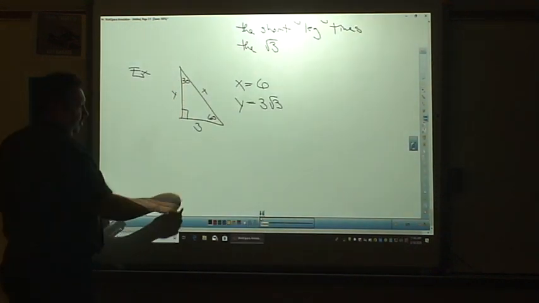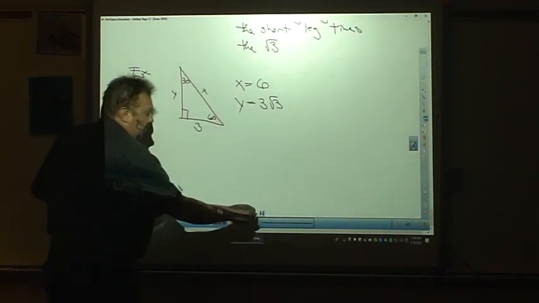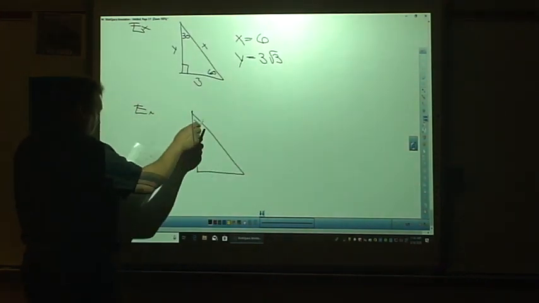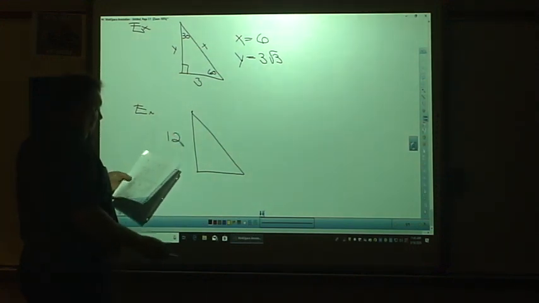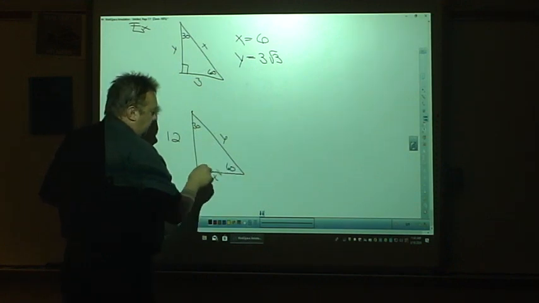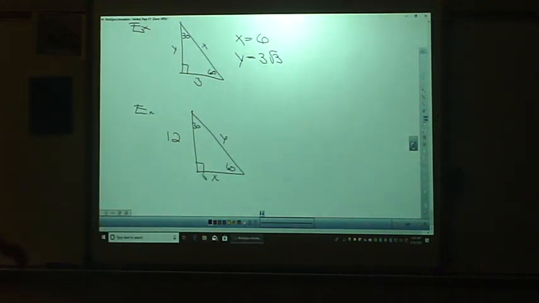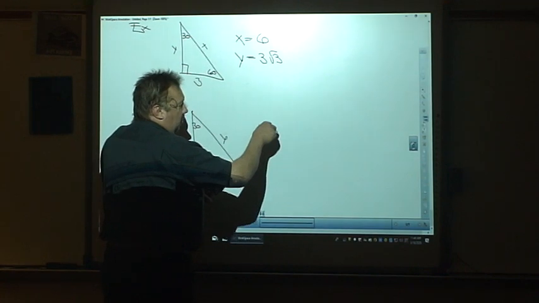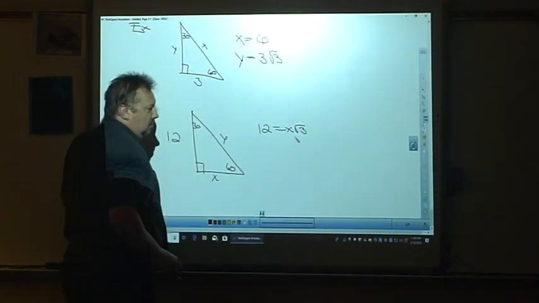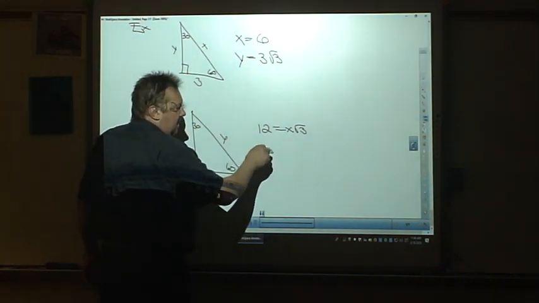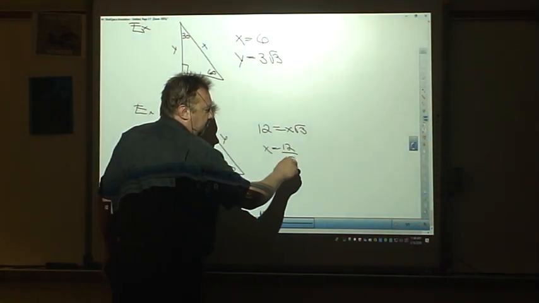It gets a little trickier though if you do have the long leg. Let me show you. Let's say this is 12. This is x, this is y, this is 30, this is 60. It's set up the same way, it's an equation. So I know this is equal to that times the square root of 3. That's the formula. To solve, I'm going to divide by that, and I get x equals 12 over the square root of 3.